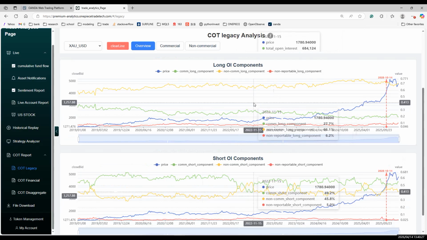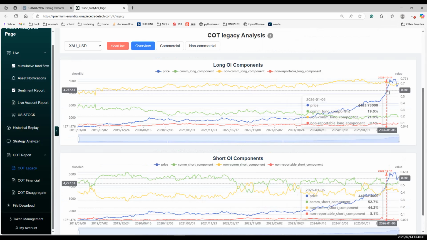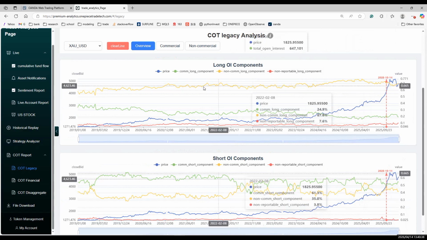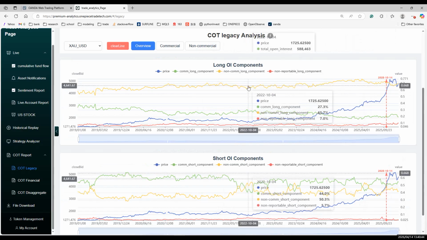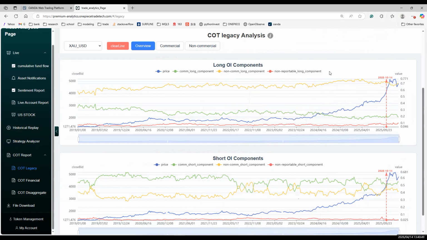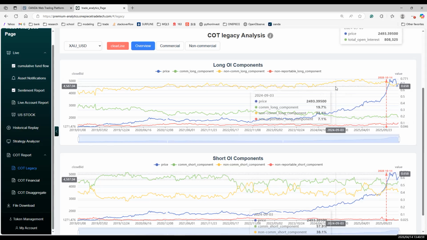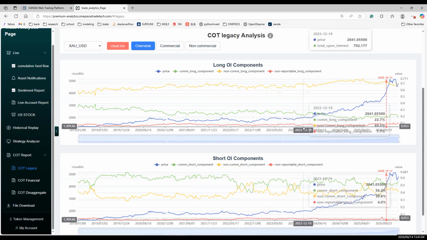So in this legacy report, right now I do not see anything alerting in recent development. The yellow line is the non-commercials. The non-commercials are dominant in opening long contracts in gold, as these categories benefit from following the trend. And I think we still categorize the current market as a bull market. So they are traditionally buying gold.